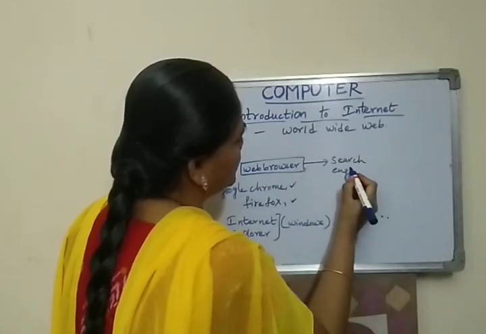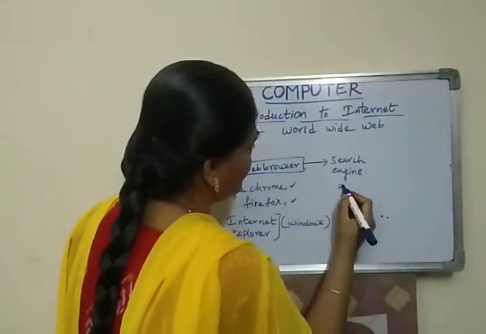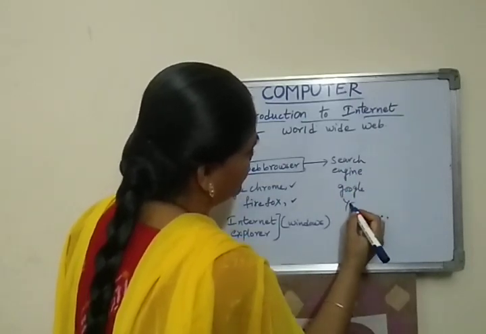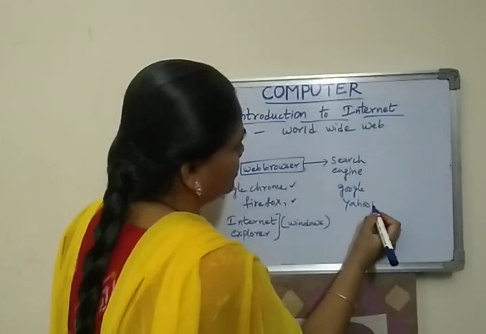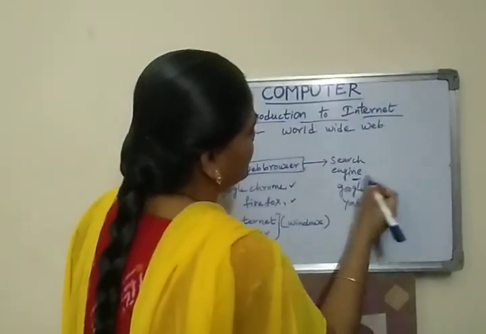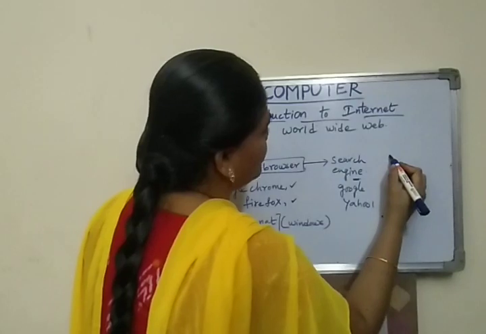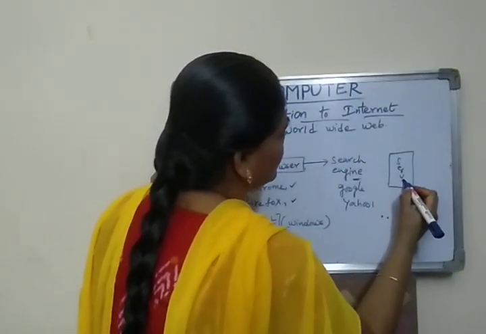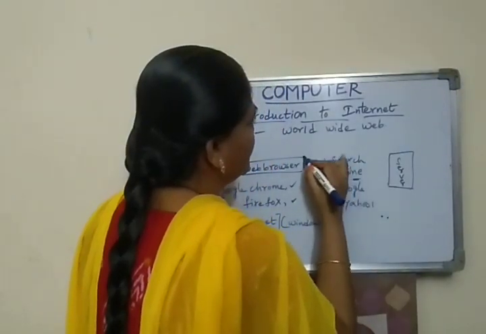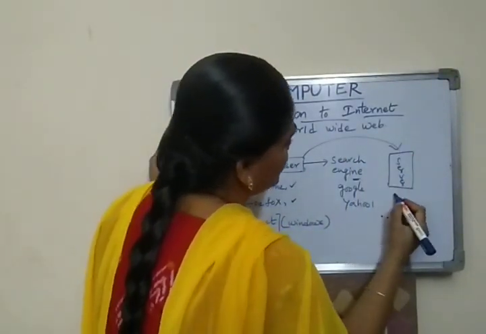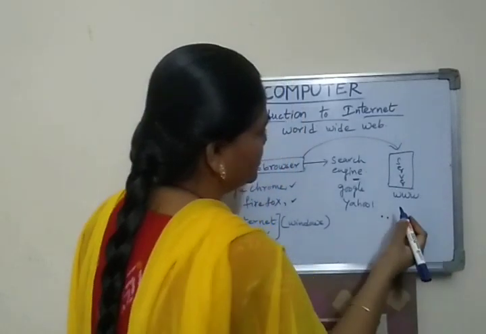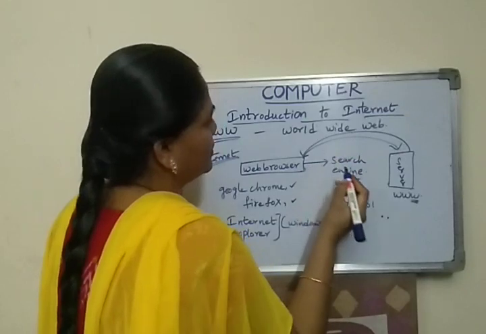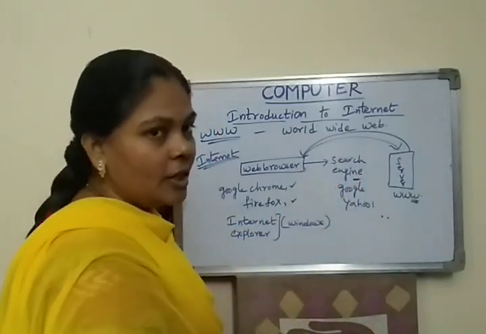Search engine. Okay. So these search engines are Google, Yahoo. Here comes Yahoo. Okay. Search engine, then it requests the server. Here this server requests that information in the www. From this you will get that information back and you can see the information.